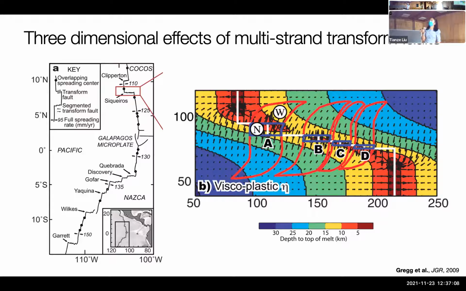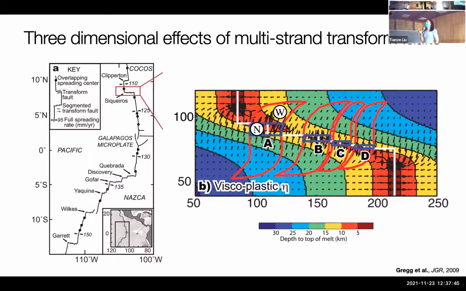this is a study from Wright et al., which studied the geodynamics of the multi-strand transform fault. I'm sorry this is a busy figure, but I want you to focus on the color background, which indicates the depth to the top of the mantle along this multi-segment transform fault, and they are targeting this Quebrada transform fault that we talked about before.